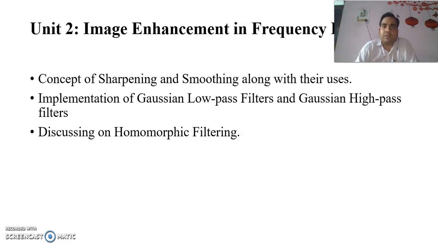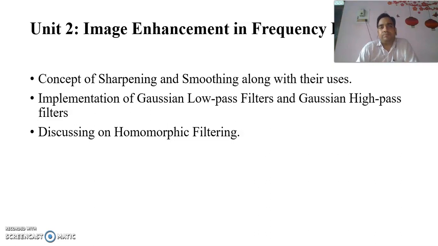So in the second unit, the name of the unit is enhancement in the frequency domain. When we discuss this course, I will tell you that an image can be processed in two domains. One is the spatial domain, and the second one is the frequency domain. So this whole unit is dedicated to the processing or enhancement of the image in the frequency domain.